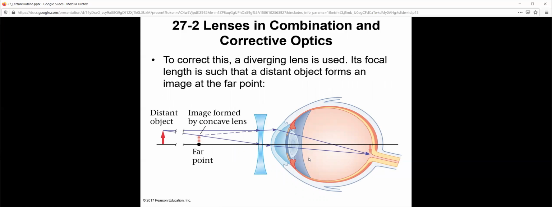Correcting this, you get eyeglasses, right? A diverging lens is used. Its focal length is such that the distant object forms an image at the far point. So the lens takes the rays from the object and bends them wider so that your eye can then narrow them down on the cones and retinas that they need to be narrowed down to.